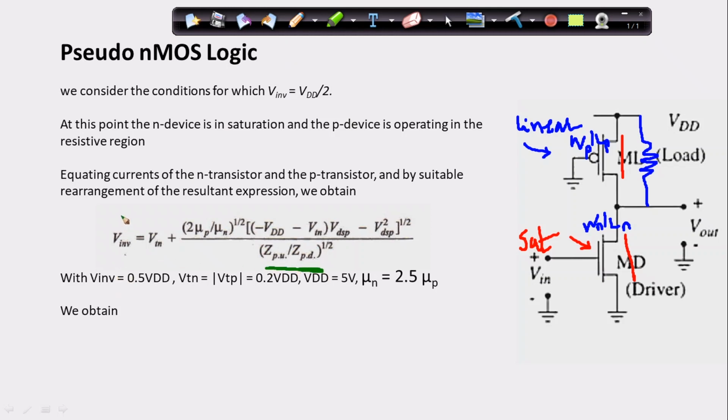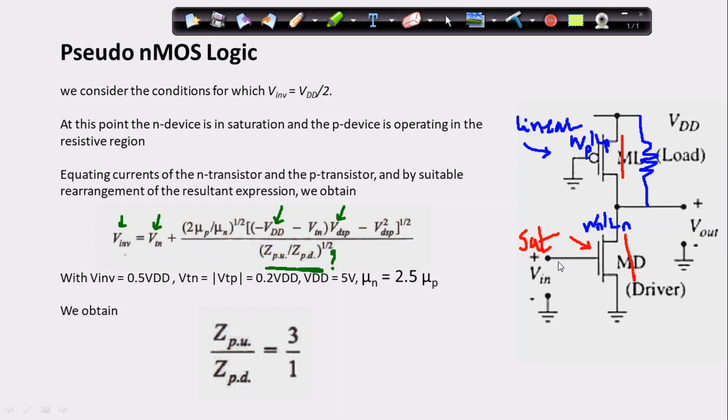I'll apply this V inverter voltage, and then I'll apply this VTN voltage. Then we have this VDD voltage with us, and this VDSP voltage. What we need is Z pull up by Z pull down. If I apply all these voltages and calculate Z pull up by Z pull down, I'll get Z pull up to be 3, and Z pull down to be 1. So the ratio we are going to get is 3:1.